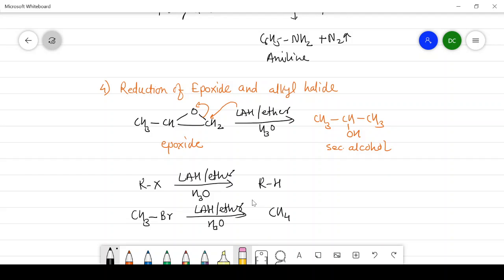These are the applications of lithium aluminum hydride, in which we have seen the reduction of carbonyl compounds, that is aldehydes and ketones, reduction of carboxylic acid and their derivatives, reduction of nitrogen containing compounds, that is amide, nitro, as well as azides, and the final application is the reduction of epoxide and alkyl halide. So with this we will stop here.